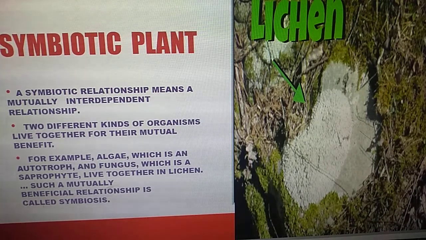Here, students, I would like to tell you, the plant lives in a mutual relationship in order to get food. The plant gets food from the organism, and the organism in return gets some other product, for example some useful gases or something else.